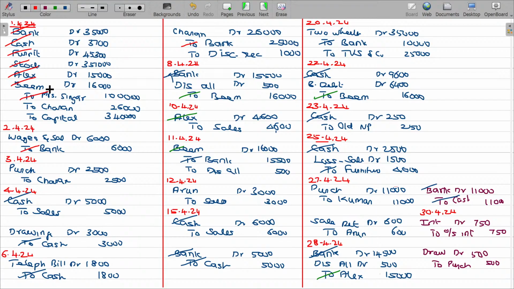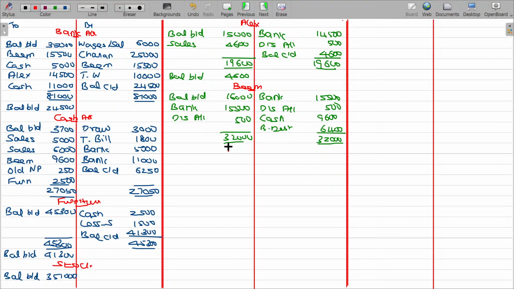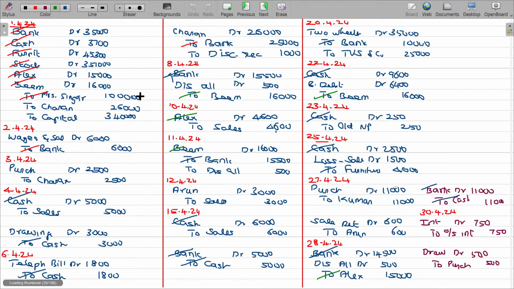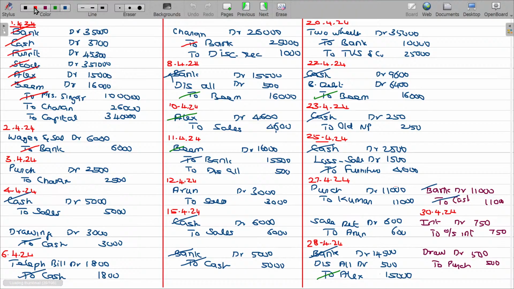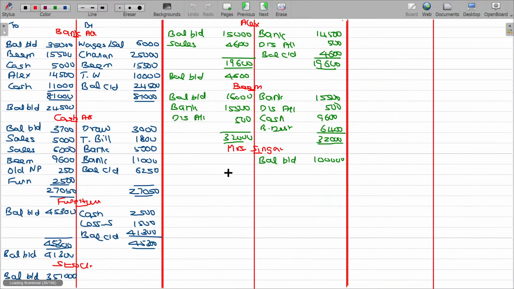Mrs. Singer, this shows in the credit side, means the value should be in the credit side. Balance brought down in the credit side 1 lakh. No other transaction, leave it as it is. Let's go for Charan. The value is 26,000 in the credit side. Balance brought down 26,000.